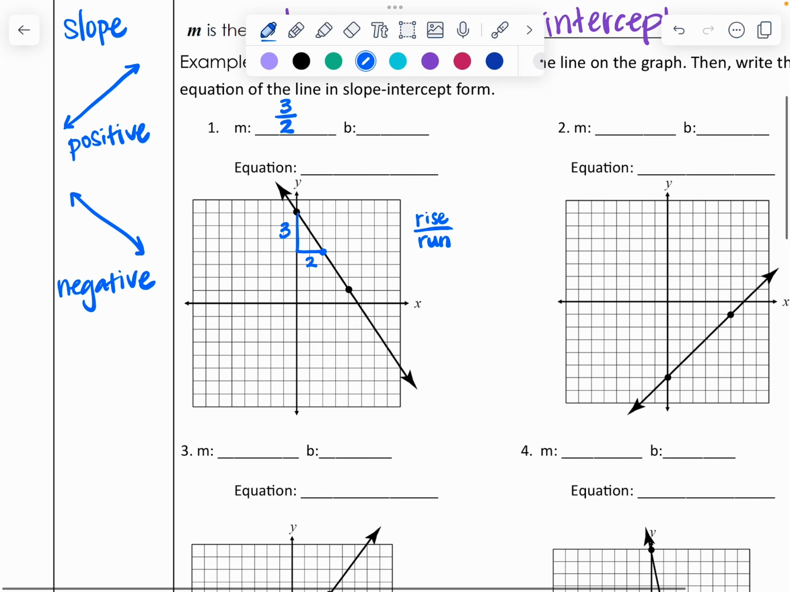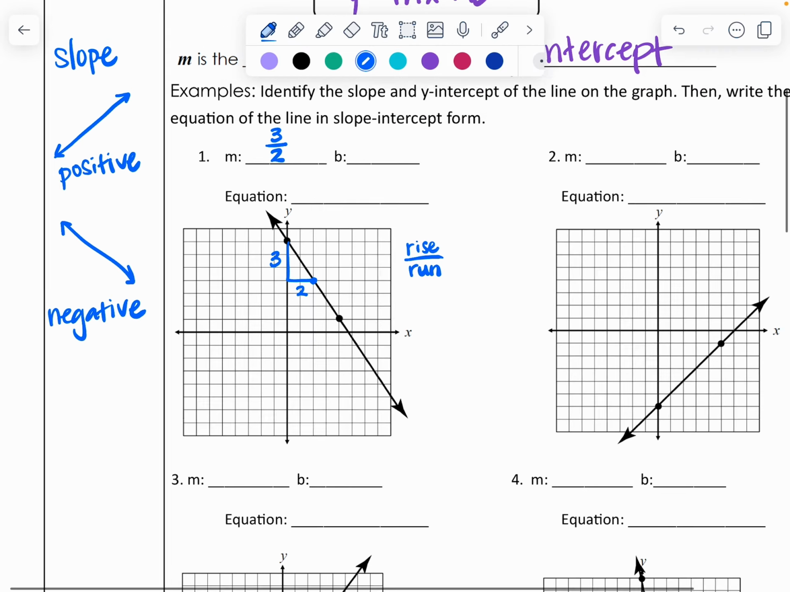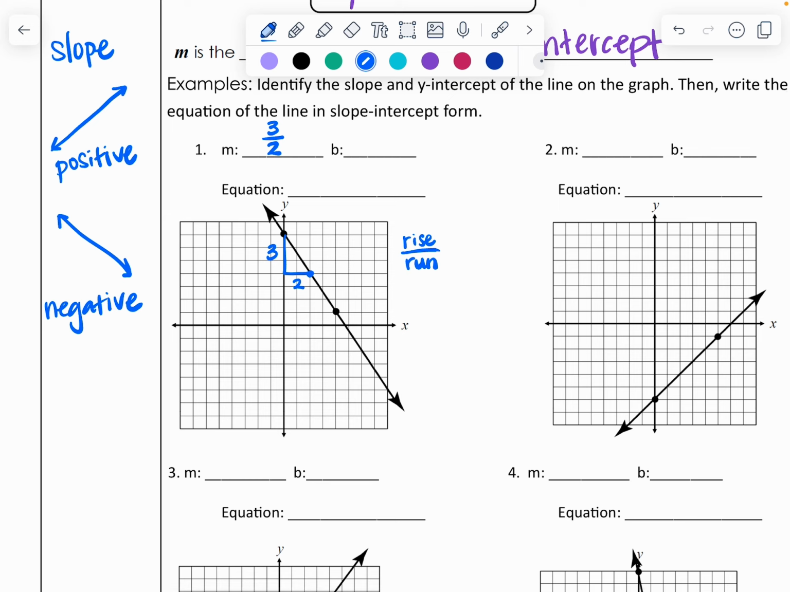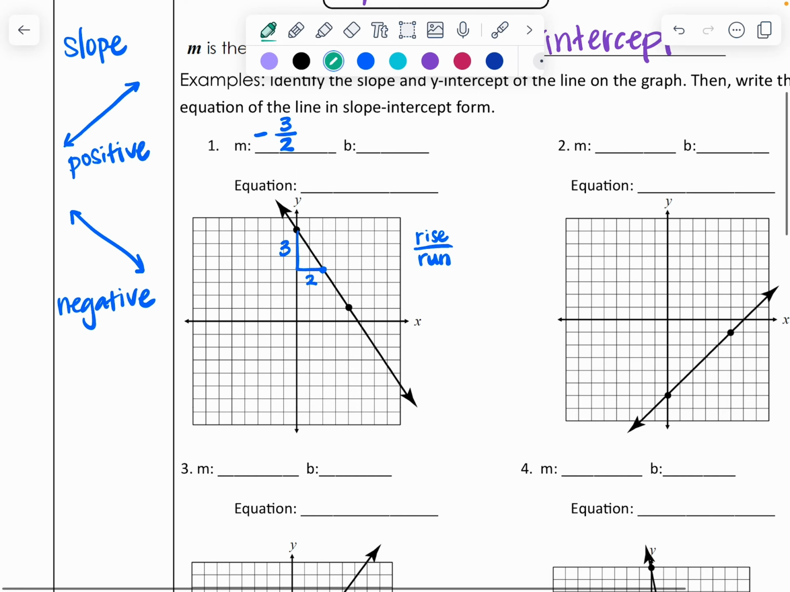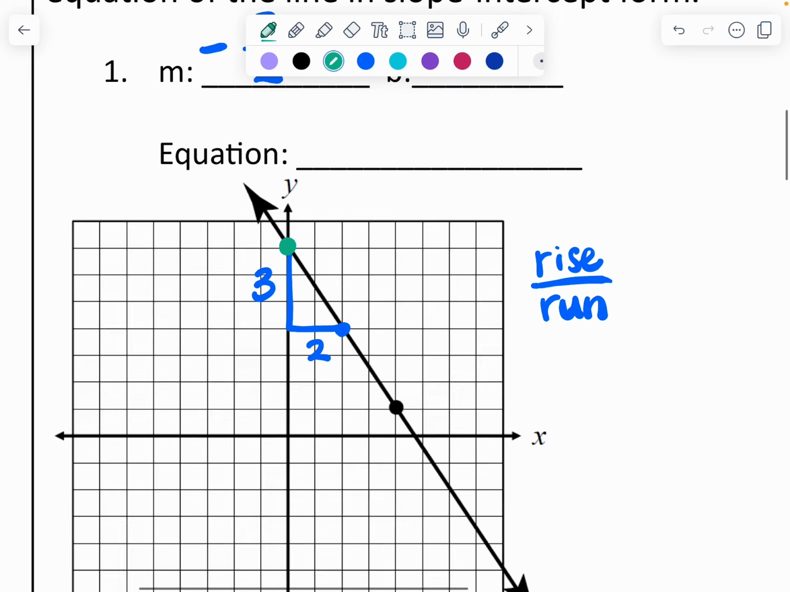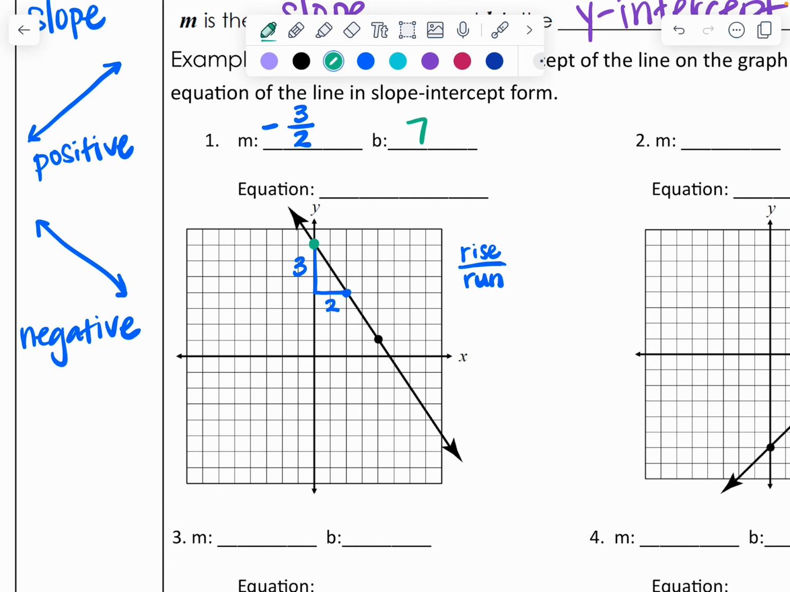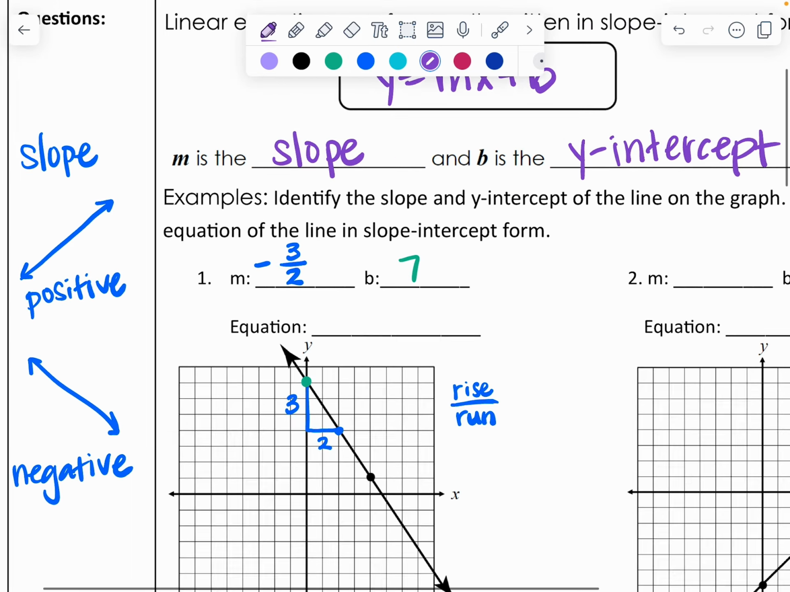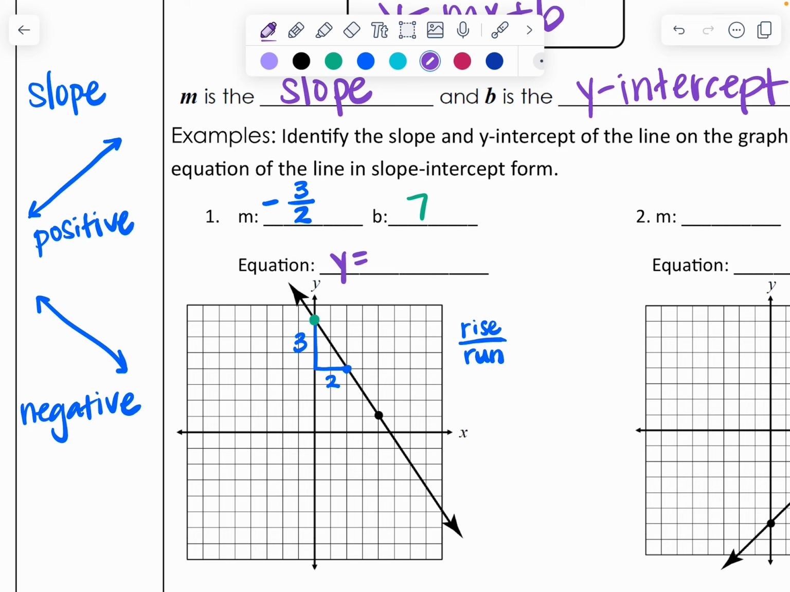Now I need to look, is this a positive slope or a negative slope? A negative slope slants downwards from left to right, so this is going to be a negative slope. So my slope is negative 3 over 2. Now to find the y-intercept. The y-intercept is the point where the line crosses the y-axis, which is this point here. So 1, 2, 3, 4, 5, 6, 7. b is positive 7. Now that I have my m and b, I can plug it into the equation y equals mx plus b. So I have y equals negative 3 over 2 x plus 7.